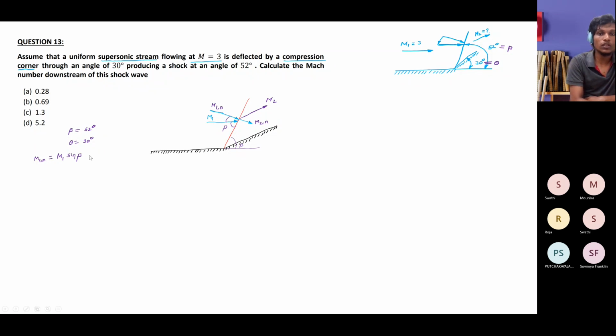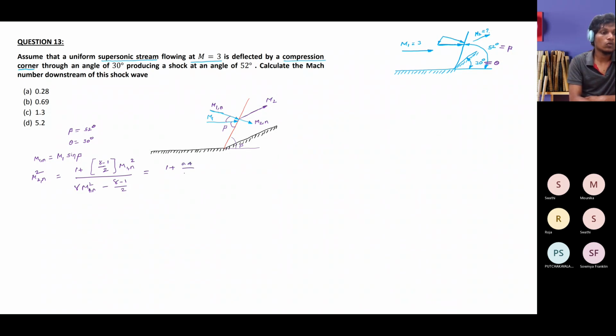Using this, we can find out M2N. I can just directly substitute this in the normal shock wave relation: M2N squared equals 1 plus gamma minus 1 over 2 times M1N squared, divided by gamma M1N squared minus gamma minus 1 over 2. This is the normal shock wave relation for calculating the Mach numbers ahead of and downstream of the normal shock wave. So let's substitute the values we know.